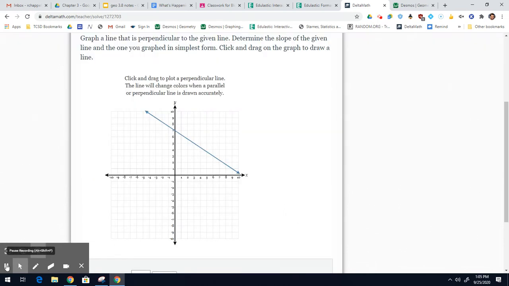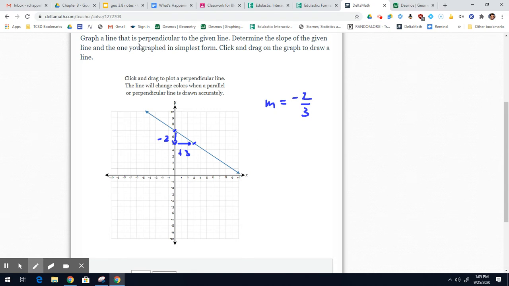Okay, next problem here. It says graph a line that is perpendicular to the given line. Determine the slope of the given line and the one you graphed in simplest form. Click and drag on the graph to draw the line. So I'm going to use my pen here, and I'm going to first find the slope of this line. So I'm going to use the y-intercept. So I use this point right there. And it looks like this is another good point. So that means I'm going to go down 2 and right 3. So the original line has a slope of negative 2/3.